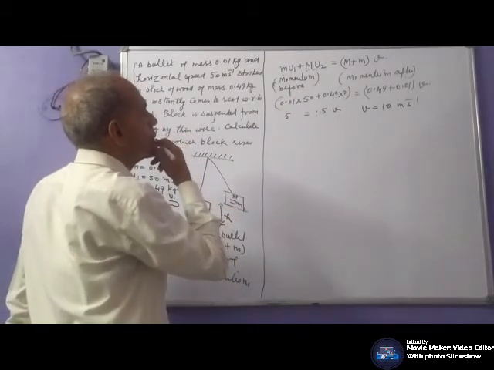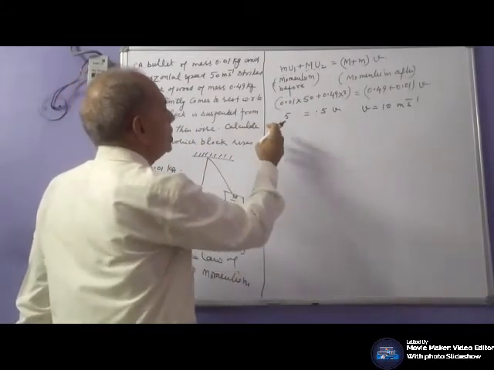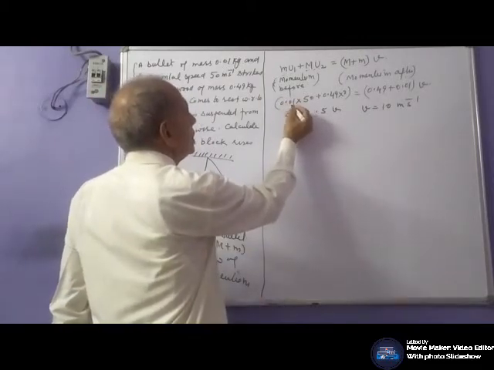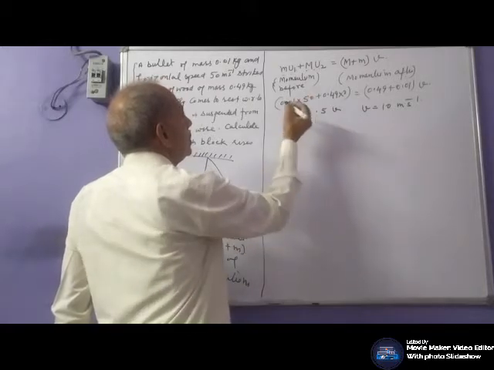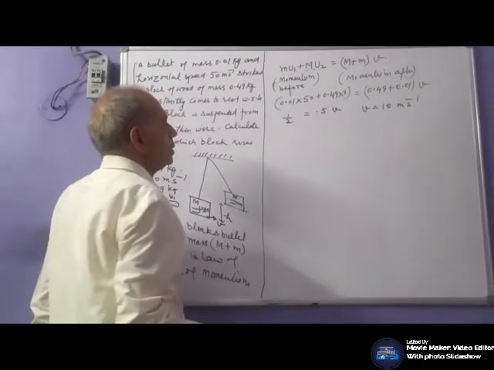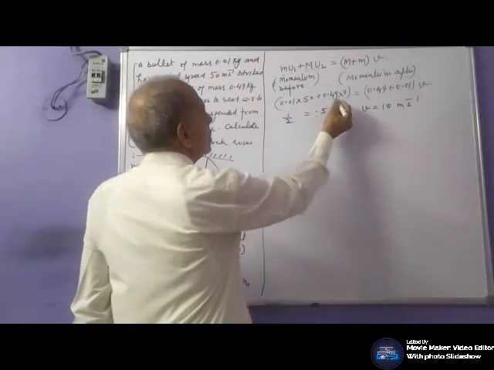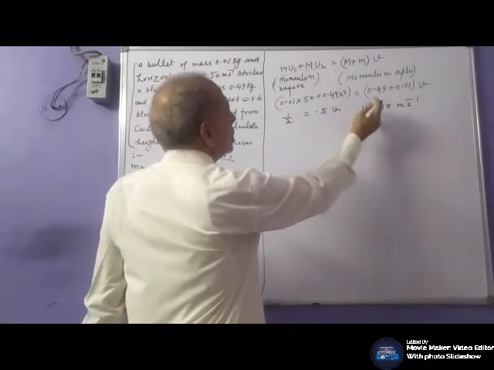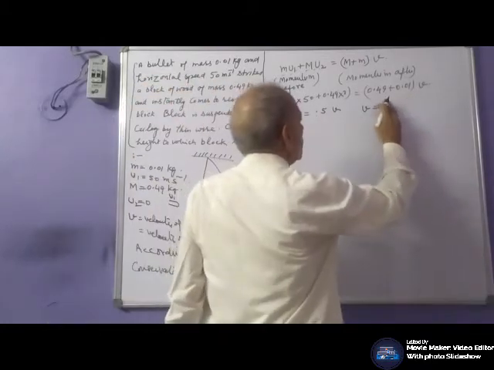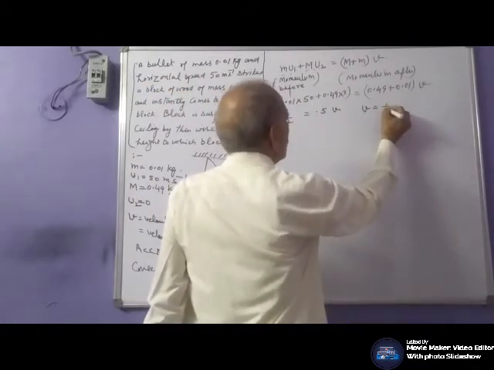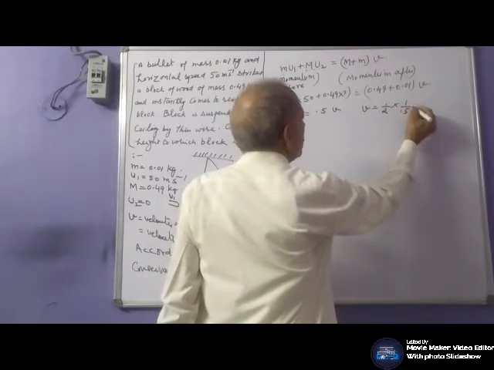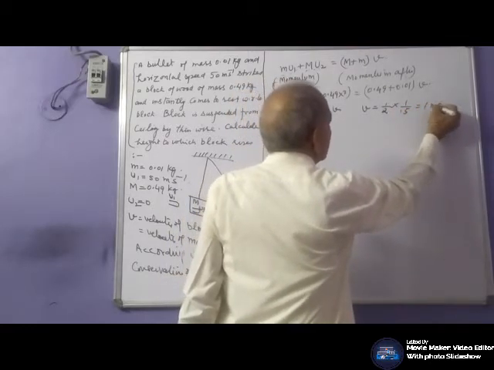m u, it is 5 by 100, 1 by 2, it is 0.5 V, or V is 1 by 2, 0.5, it is 1 meter per second.